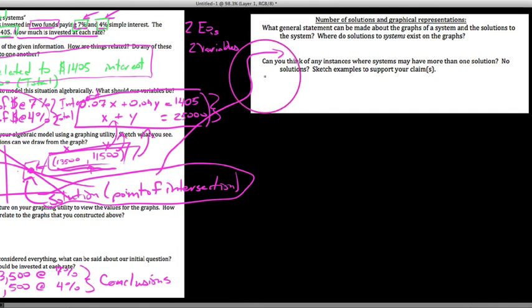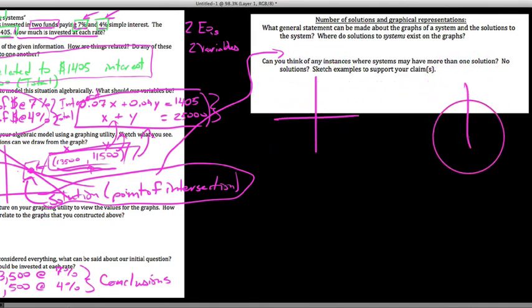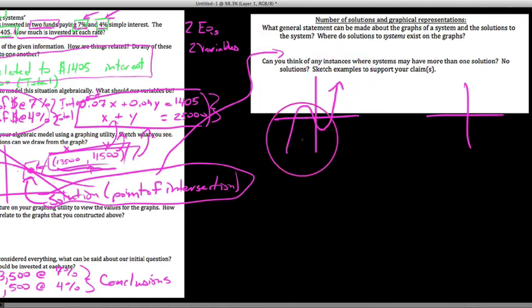And I asked this question: can we think of any instances where systems may have more than one solution or no solutions, and sketch any examples to support our claims? Well, when we talk about solutions occurring at points of intersection of the equations of a system, then really we could say, what if I wanted more than one solution? Can I think of two functions that would run into each other more than once? I would say, how about a line and a cubic? This would have a solution here, a solution here, and a solution here.